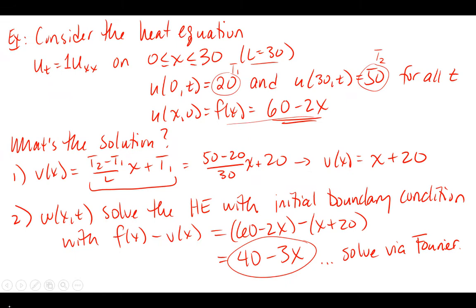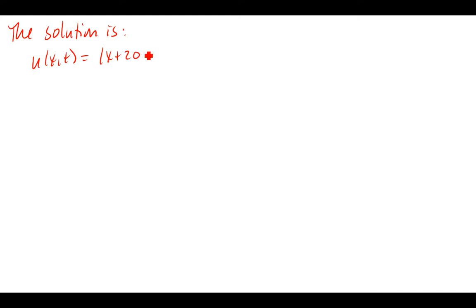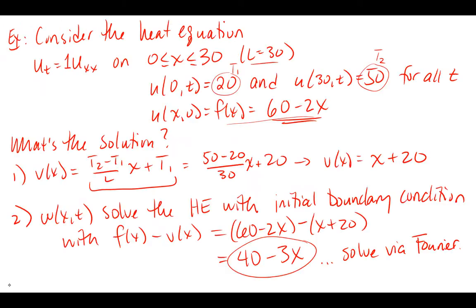Okay, so if we actually solve that, the solution is then my W, the V piece, which I'll fill in, that's x plus 20, plus, I'm just going to leave this vague here, plus the W solution. Okay, so that's the solution to this awful problem at the bottom here.